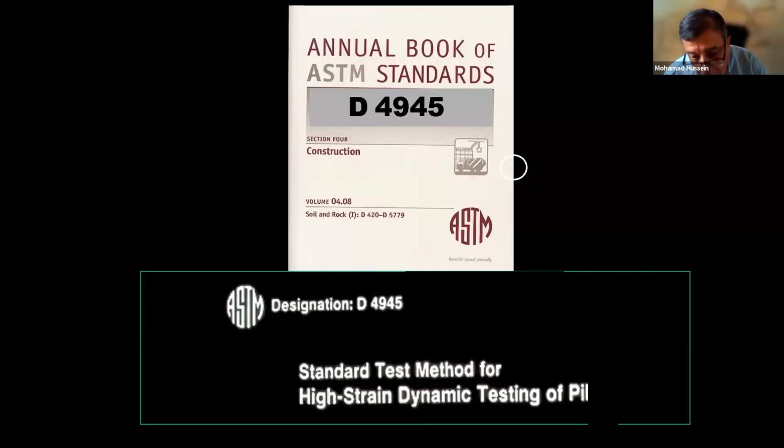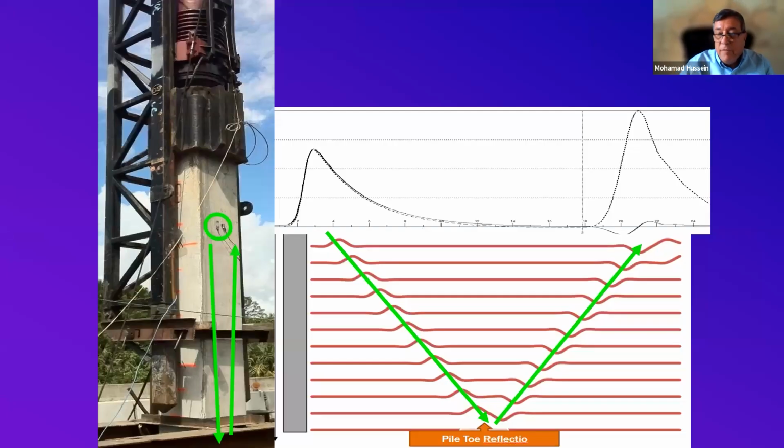That is done in accordance with a standard procedure, ASTM D4945. This is a typical test result from one blow from the gauges at the pile top, on the left side showing the impact, and on the right side showing the reflection from the pile toe. That is the signature of one hammer blow, one impact, one test result.